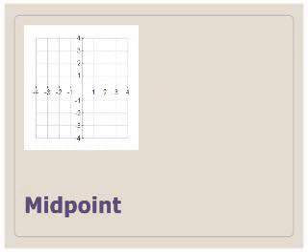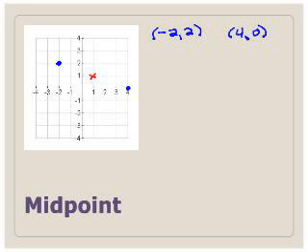Let's say now, let's take a look at midpoint. Let's go with the point negative 2, 2. And let's take the point 4, 0. All right, now we're going to switch it up. We were just talking about distance. Now we're going to look at midpoint. Okay, so the midpoint is the point that is right in between those two points. And I'm guessing that it's going to be right about here.